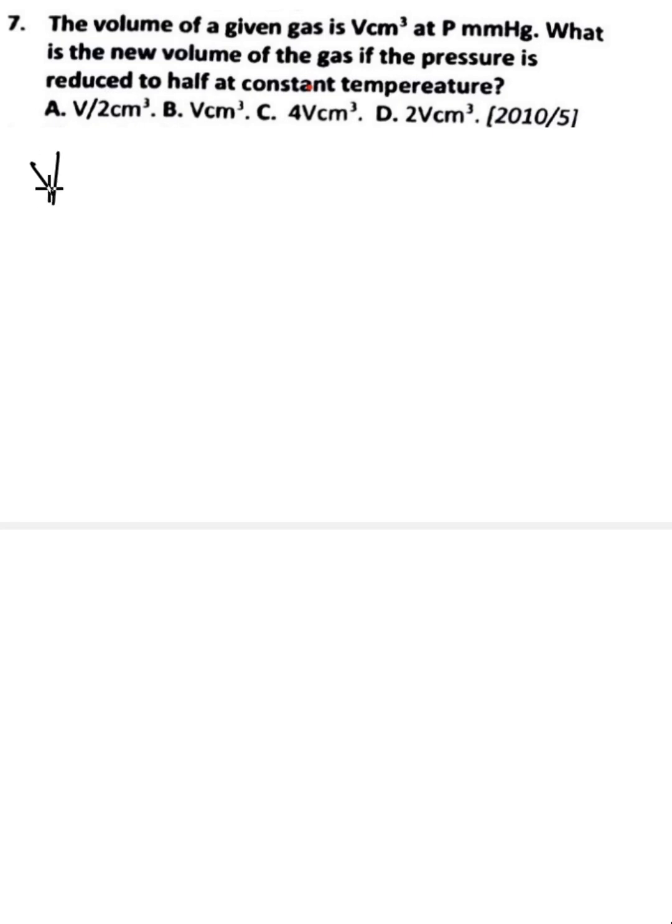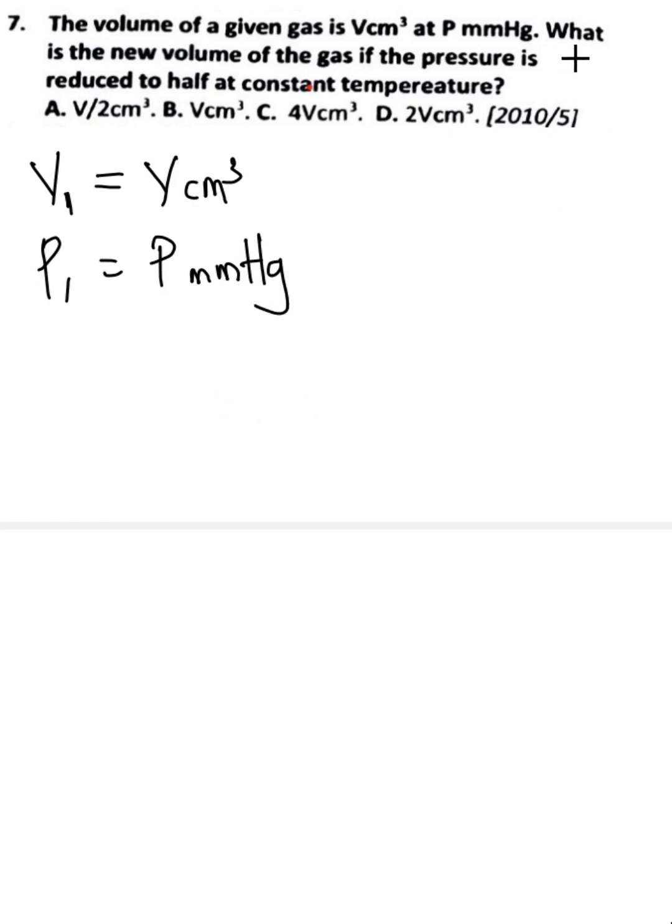So write V1. The volume of a given mass of gas is V cm cubed, at P millimeter mercury. This is the pressure, the P1. They just say at P millimeter mercury, so P1 is equal to P millimeter mercury. Now, what is the new volume? This is the final volume. We have the first volume, but we want to look for the final volume.